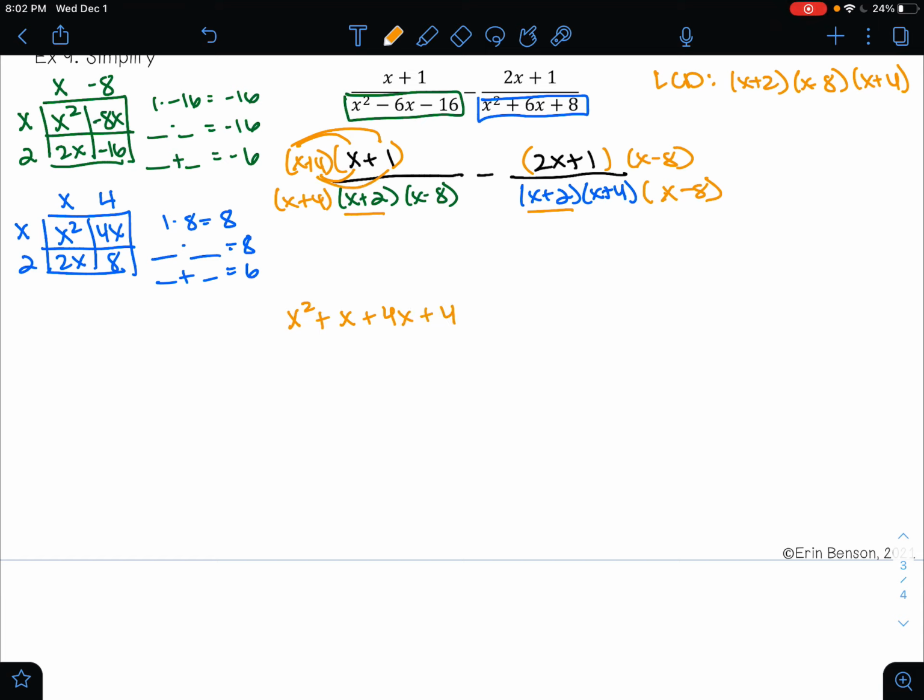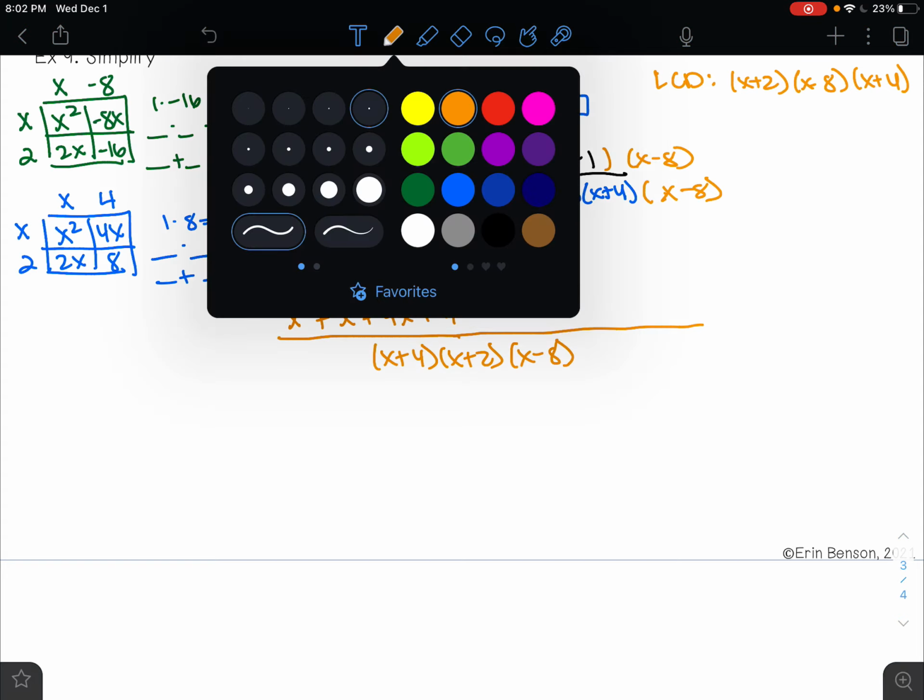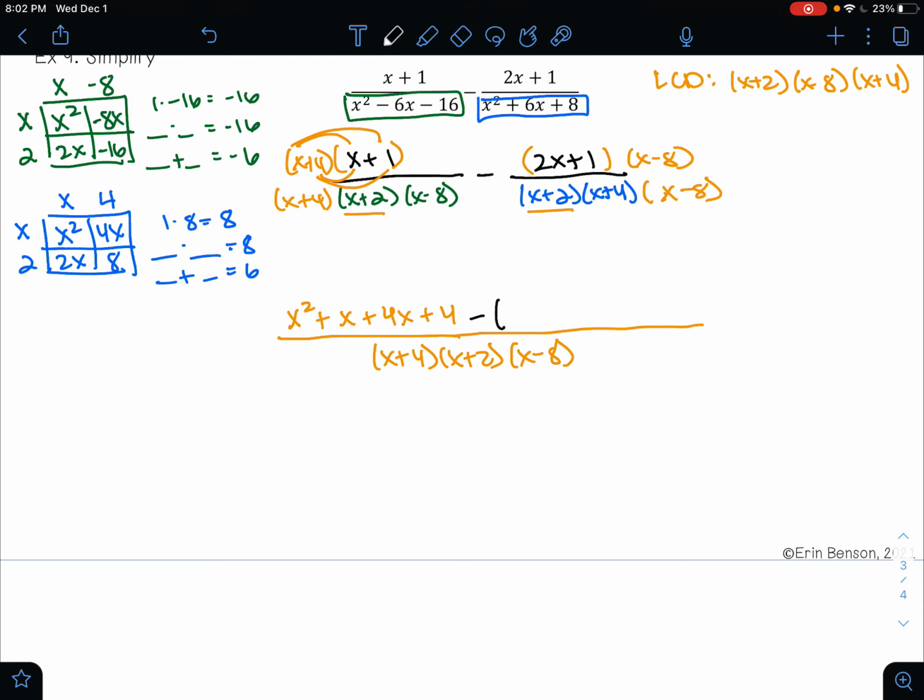And that's over my common denominator. Well, actually, now I do have common denominators, so I'm just going to go ahead and do this all in one step. And so my common denominator is x plus 4 times x plus 2 times x minus 8. And then I have our minus sign. And then whatever I get when I multiply these together is all going to go inside parentheses here because I'm still going to have to distribute this negative.